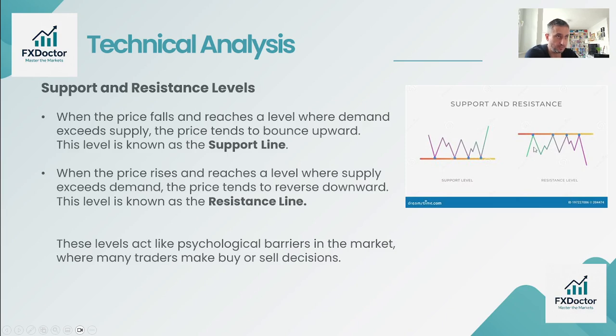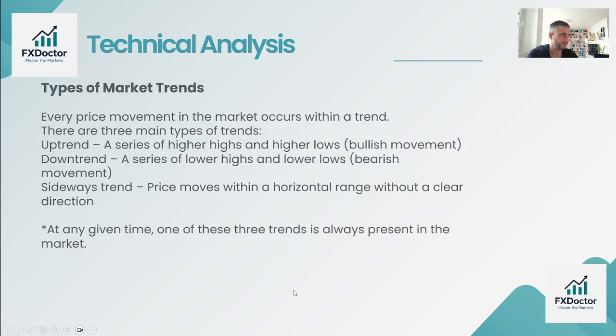Price is going up, going up, going up. For example, let's say Bitcoin was at 100k. That price was resistance. But when that level was broken, the price went up really hard. These levels act like psychological barriers in the market where many traders make buy or sell decisions.